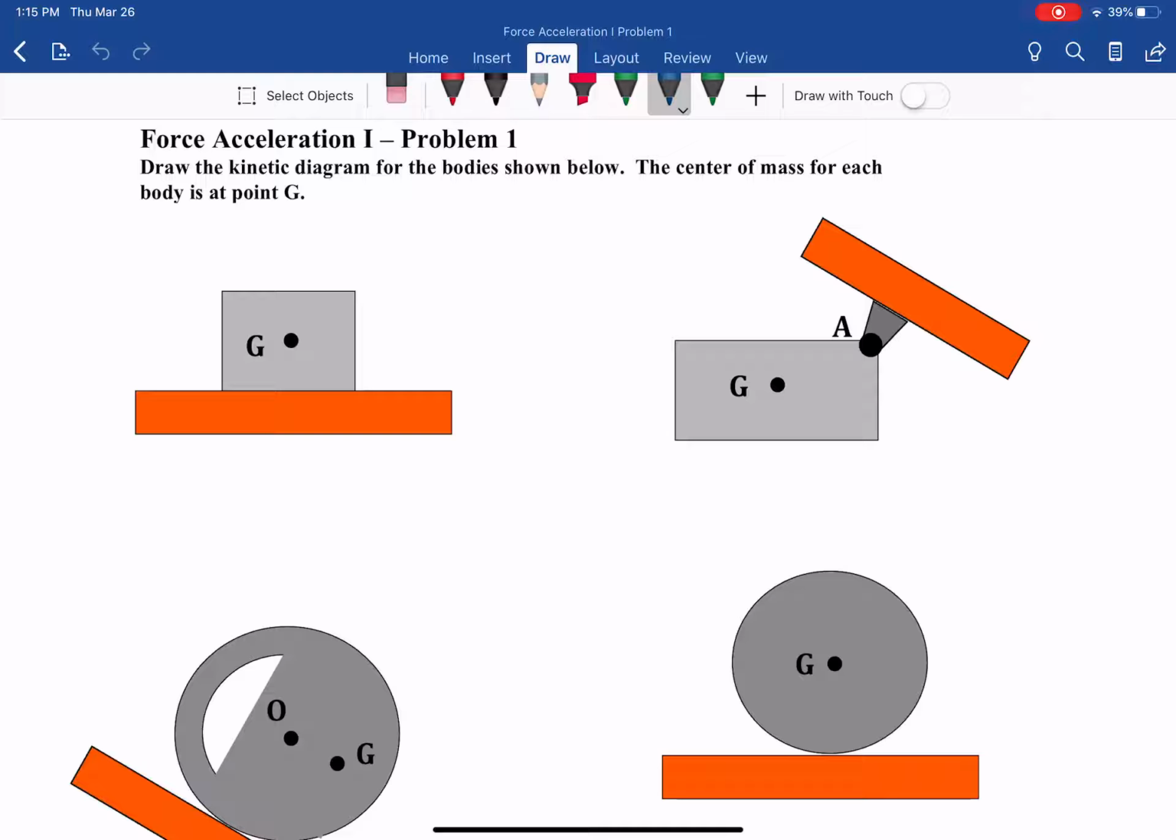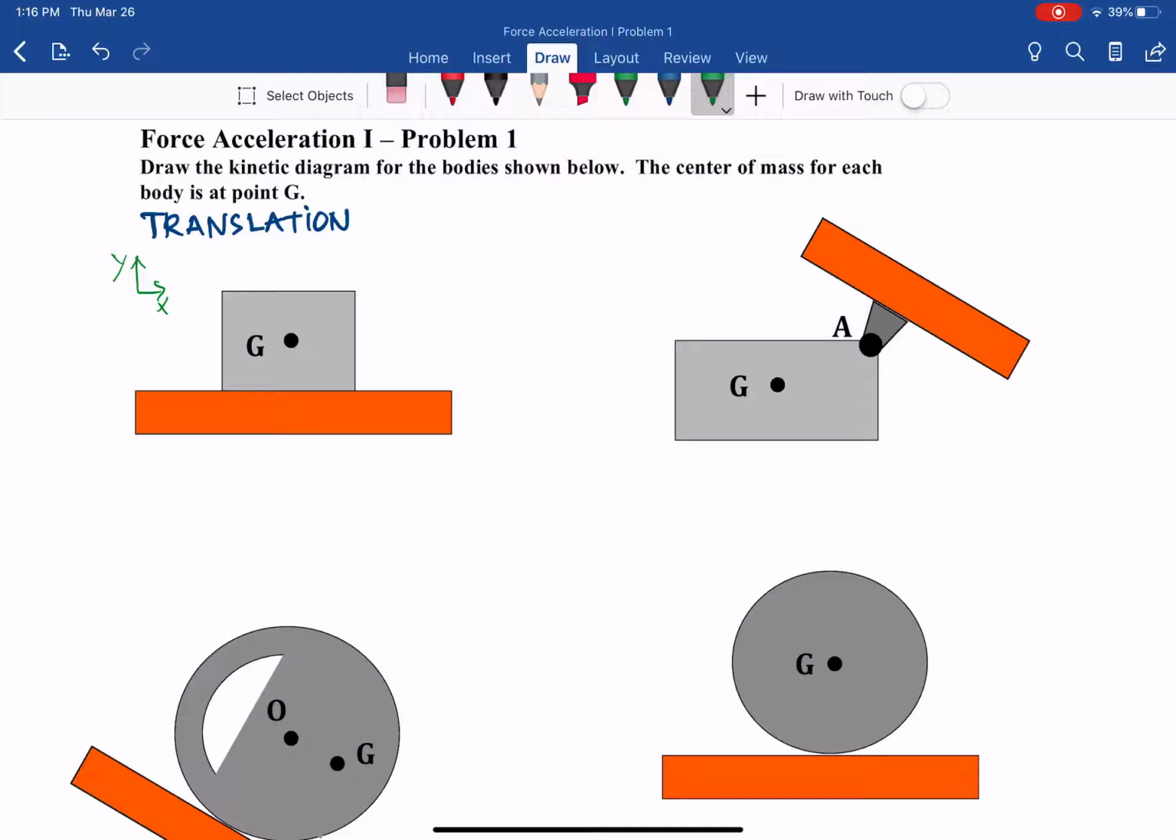For the first body, we need to classify the motion. You can see the body slides on the horizontal surface, so there is no rotation. This body will be a translation, translation along the x-axis. If we have the x and y axes, this body cannot jump up and down.